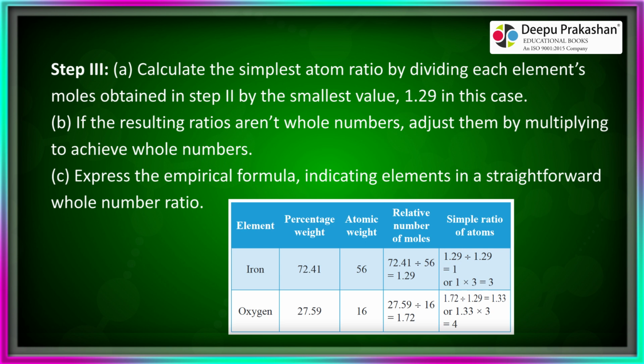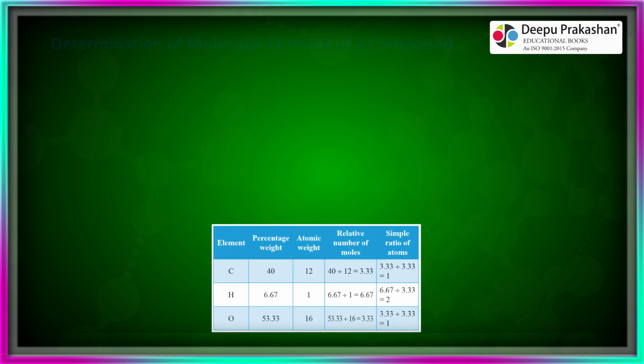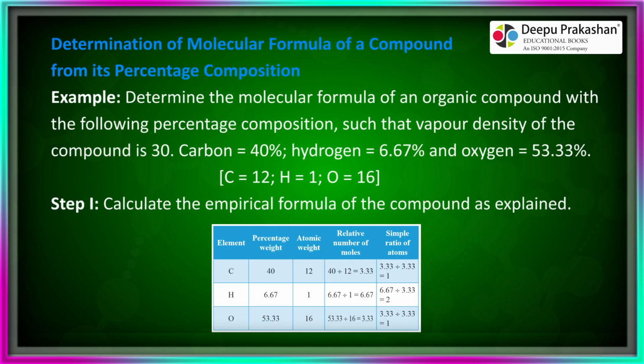B. If the resulting ratios aren't whole numbers, adjust them by multiplying to achieve whole numbers. C. Express the empirical formula, indicating elements in a straightforward whole number ratio. Determination of molecular formula of a compound from its percentage composition.